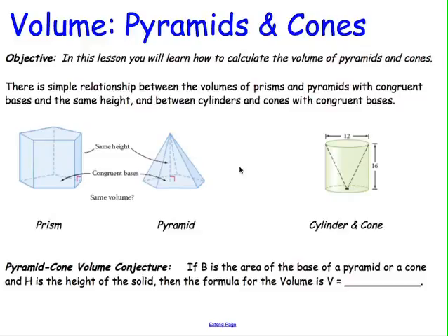We're going to talk about the volume of pyramids and cones. The idea is we're going to compare these to the relationships that exist with the cylinders and the prisms that we just talked about. If you notice, a prism has one base and a second base, whereas a pyramid only has one base and then this vertex at the very top.